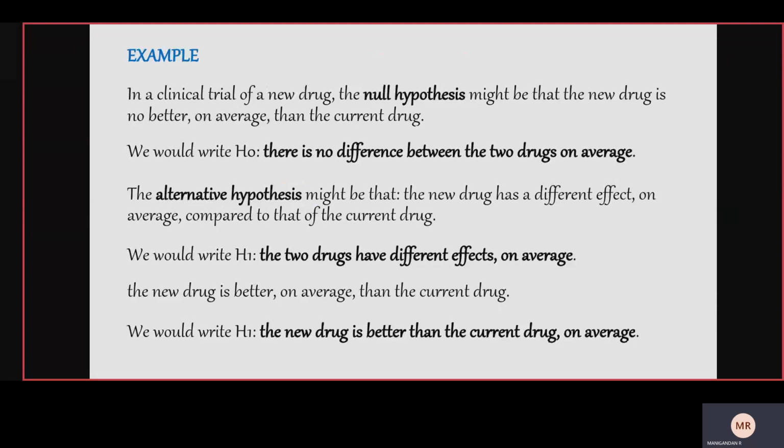The alternative hypothesis might be that the new drug has a different effect on average compared to that of the current drug. How can you write that? In this manner, we would write H1: the two drugs have different effects on average. So the new drug is better on average than the current drug. We would write that H1 is the new drug is better than the current drug on average. So these are the examples of how to write hypotheses for testing.